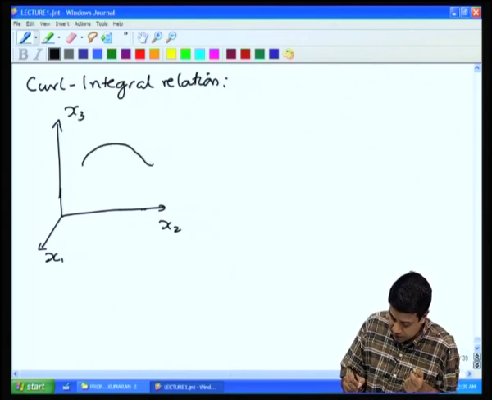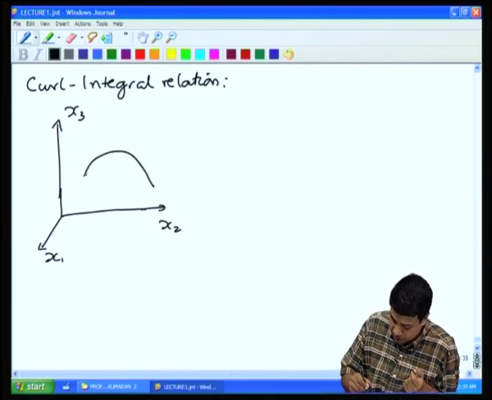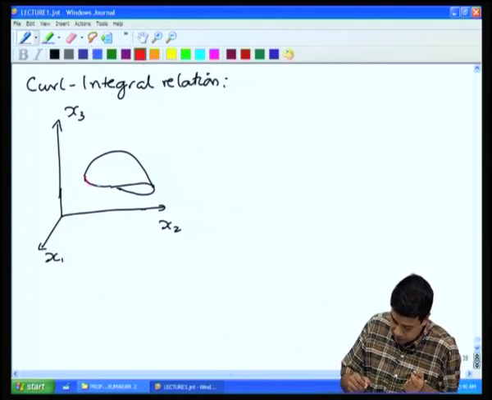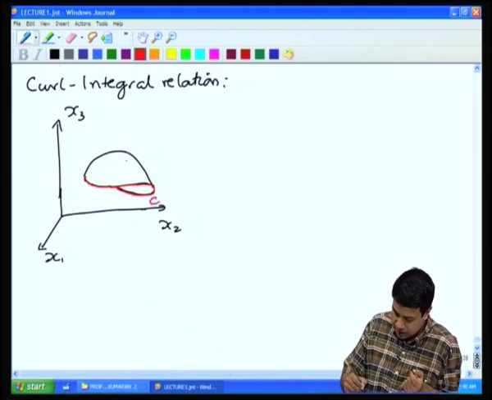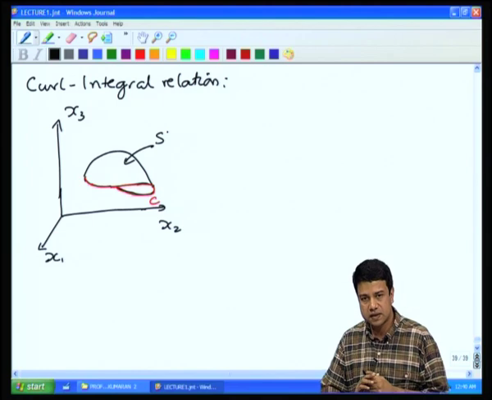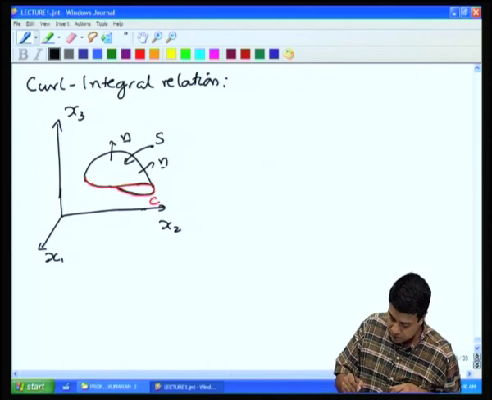So, if I have some open surface with some perimeter, this is the perimeter C of the surface, and this thing is the surface S. So, this is an open surface S with a perimeter C, with a unit normal n at various points along the surface.